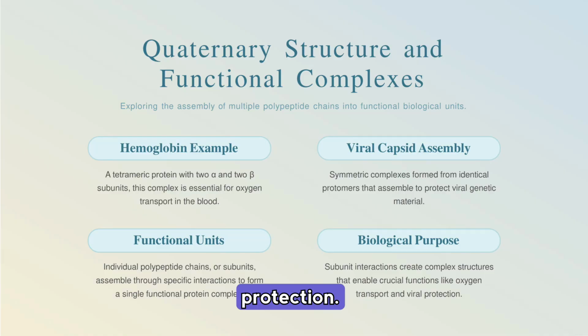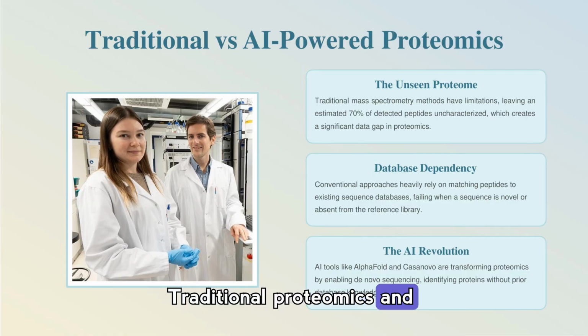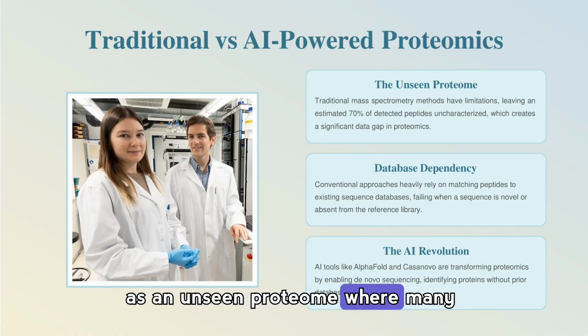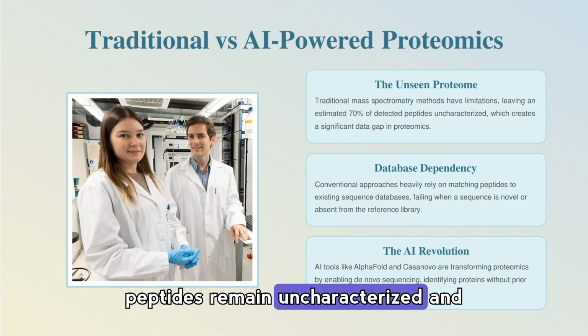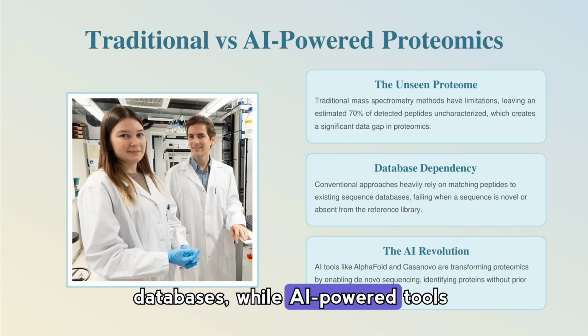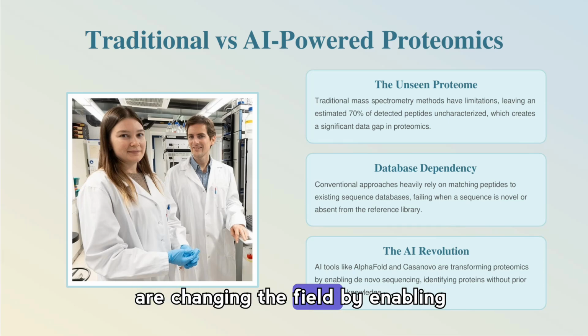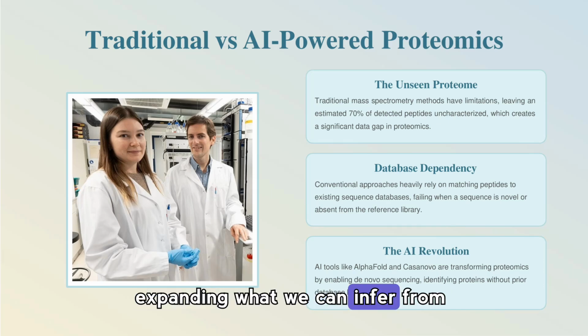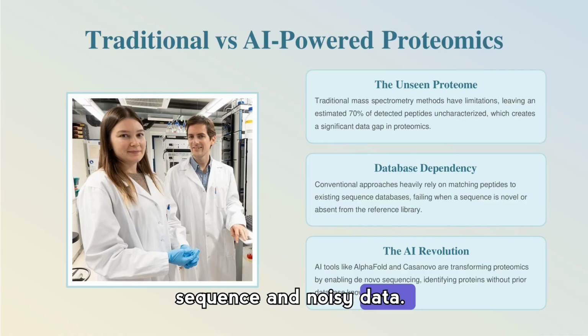Traditional proteomics and structural methods leave gaps, such as an unseen proteome where many peptides remain uncharacterized, and a heavy dependence on sequence databases, while AI-powered tools are changing the field by enabling de novo identifications and expanding what we can infer from sequence and noisy data.